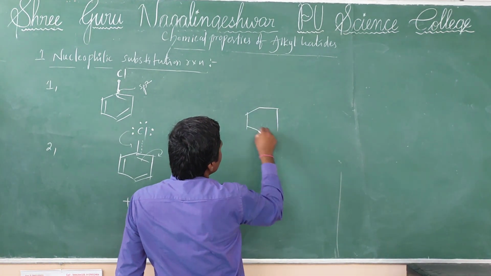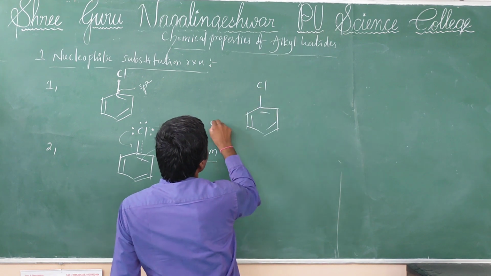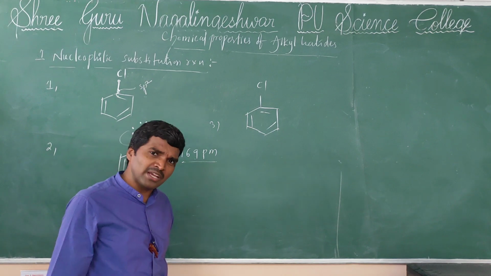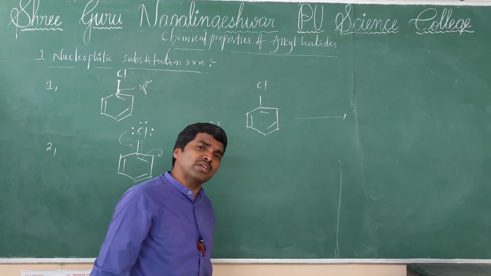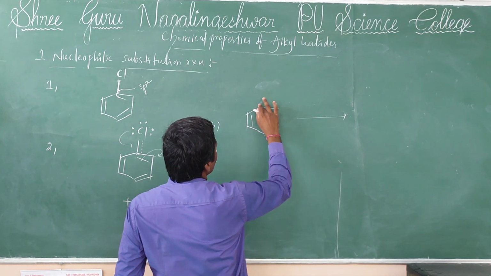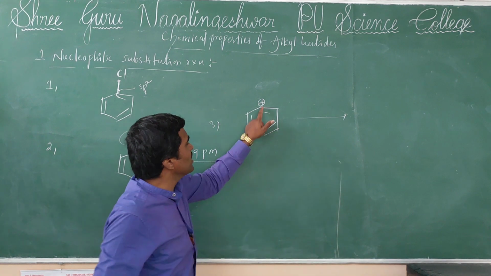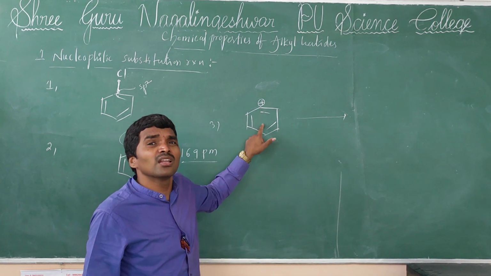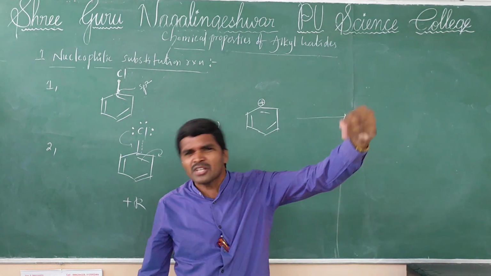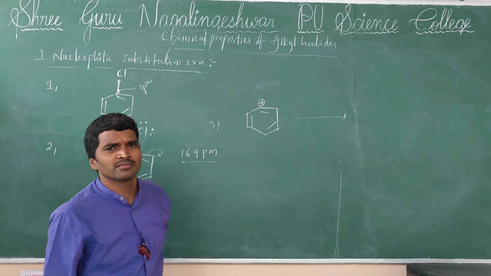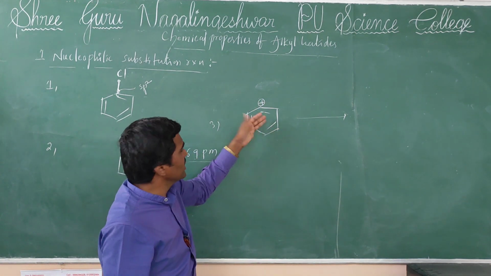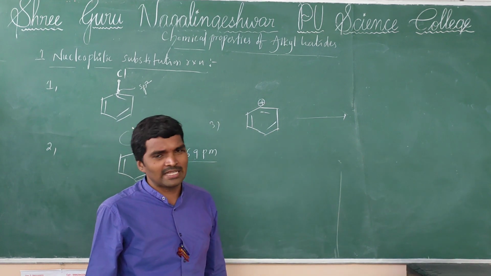And another reason, this is the third one. Another reason is that, sir, this bond we cannot break. We can break by using high temperature, high pressure. If you break, what happens? You know, the chlorine will go completely along with the bond pair. Then phenyl carbocation will be formed. Phenyl carbocation is the least stable compared to almost all carbocations. So that's why here the nucleophilic substitution reaction does not take place.